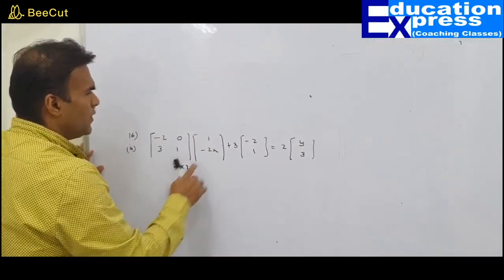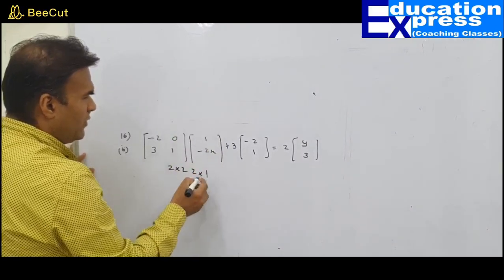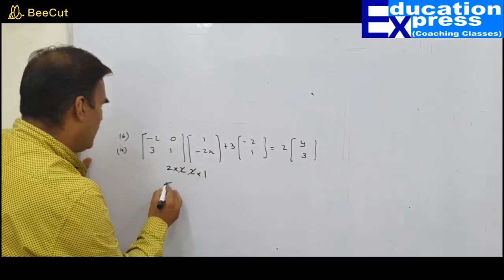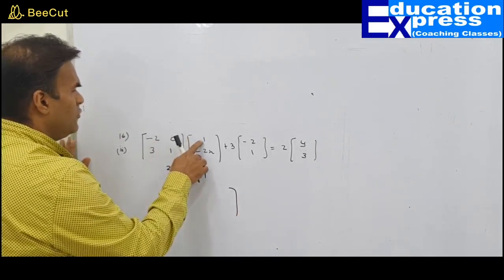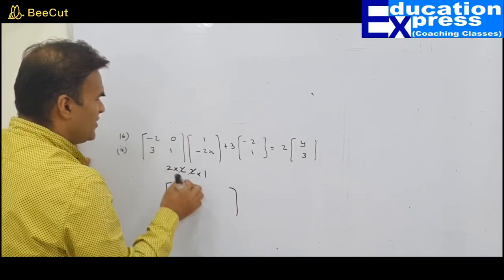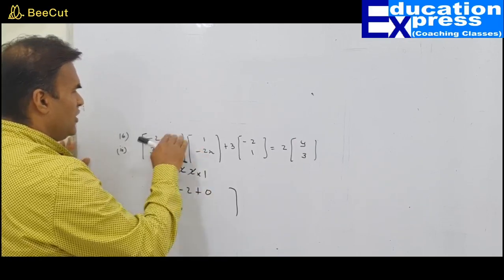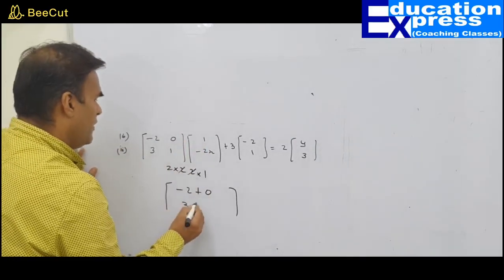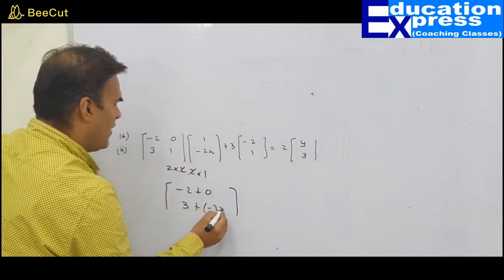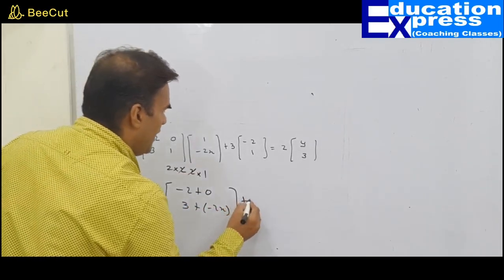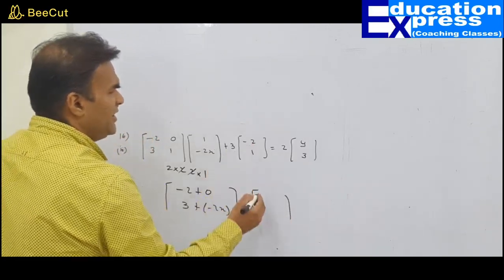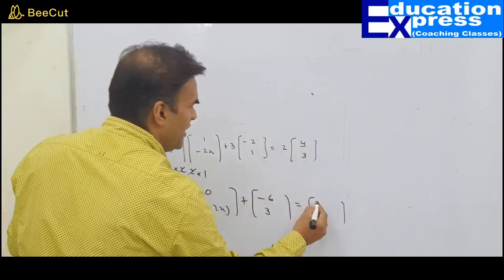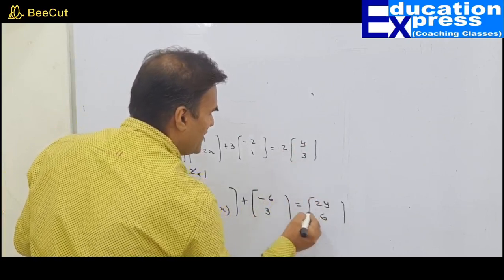2 into 2, over here 2 rows and 1 single column. These two are same, so possible. The resulting matrix will have 2 rows and 1 column. So first let us do that. Minus 2 into 1, minus 2, plus 0 into this is 0. So this into this is done. Next 3 into 1, 3 plus 1 into minus 2x, minus 2x. Done. Plus, can we insert this 3 inside? Minus 6, 3 equals 2. Can we insert this 2 inside? 2y and 2 into 3, 6.